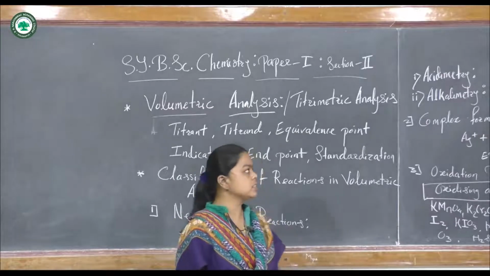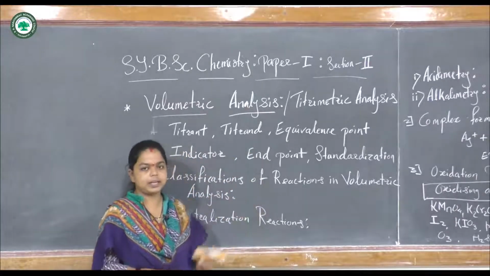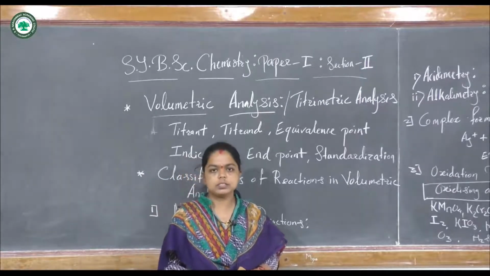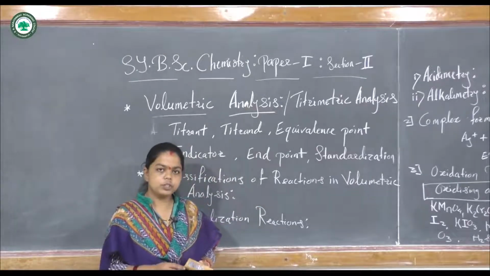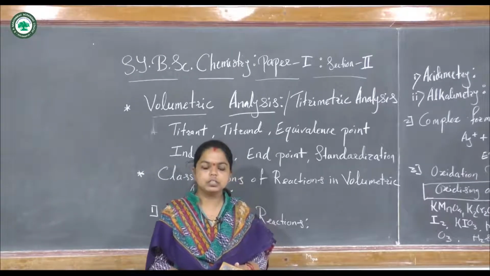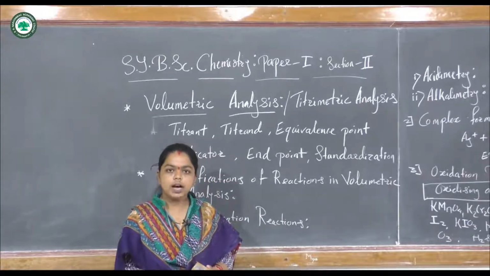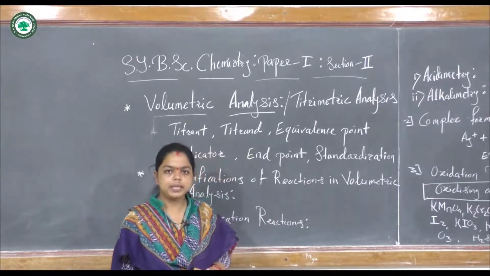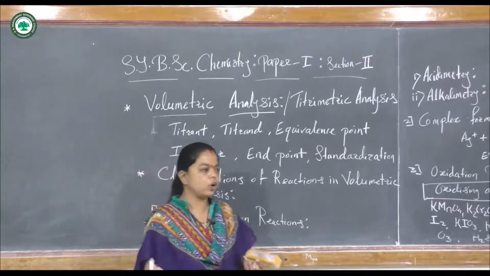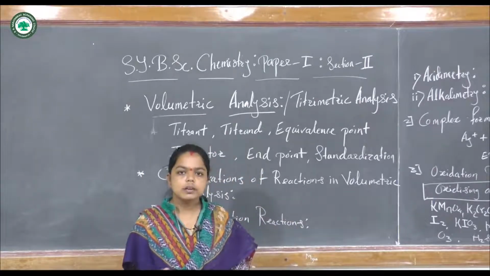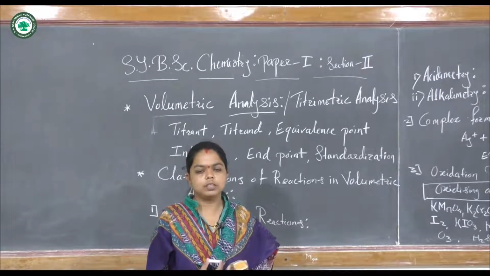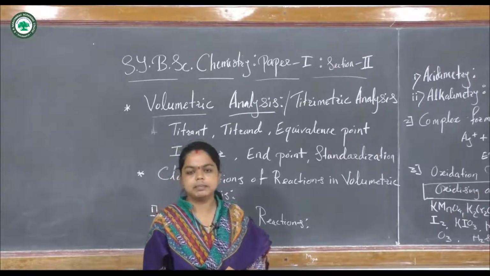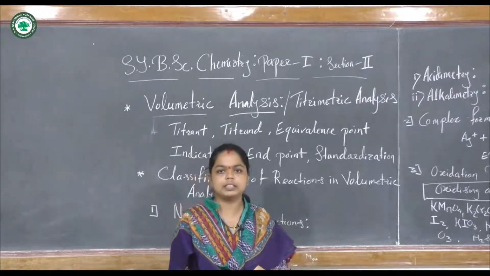Volumetric analysis is basically also called titrimetric analysis, and we are very familiar with titrations. We are doing titrations in practical chemistry. So we know how to carry out a titration, and in this titration we are determining the concentration of the compounds or substances. The name volumetric analysis indicates that from the volume of the given compound or substance we can determine the concentration of the given sample. It is also called titrimetric analysis. It is nothing but the titration.